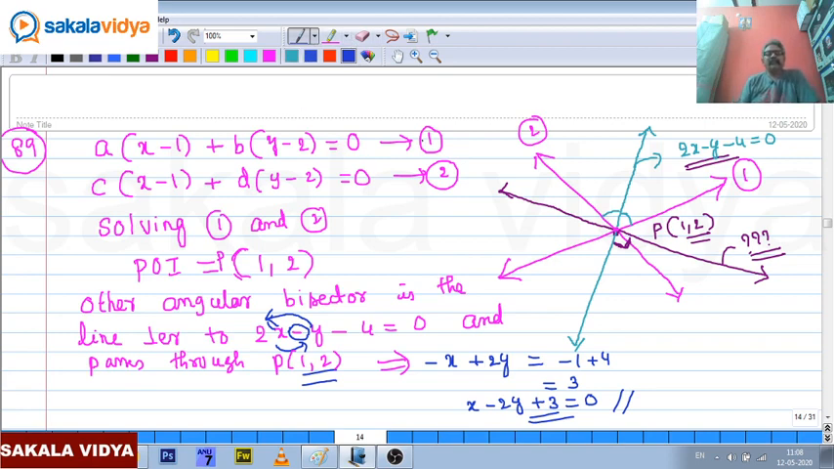See, this is equation 1, equation 2. Angular bisector means actually two angles. One will be an acute angle, one will be an obtuse angle. For example, suppose this is the obtuse angle, 2x minus 5 minus 4 is equal to 0. We need to find out this one. These two are perpendicular. The point of intersection of these two lines is (1, 2). So now we need to find the other angular bisector, perpendicular to the given angular bisector and passing through (1, 2). That I explained.